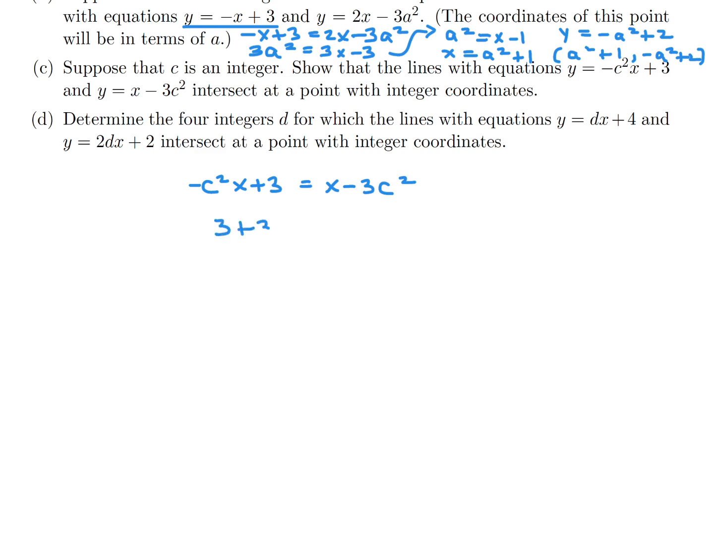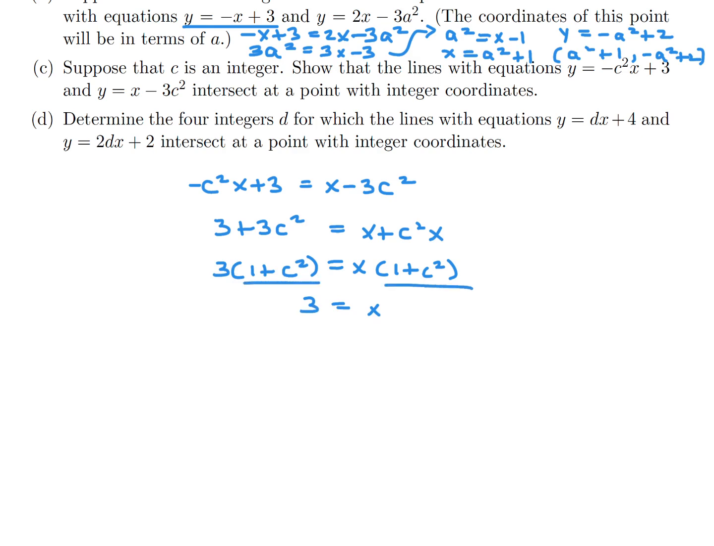3 plus 3c squared. And then let's put the x's all on one side. x plus c squared x. Factor out an x and get 1 plus c squared. Oh, okay. Factor out a 3 and then we get 1 plus c squared. So then, oh, that's interesting. The 1 plus c squared cancel on both sides, these two guys. So x is 3, and then substitute that back into, I guess, any of these to get y.